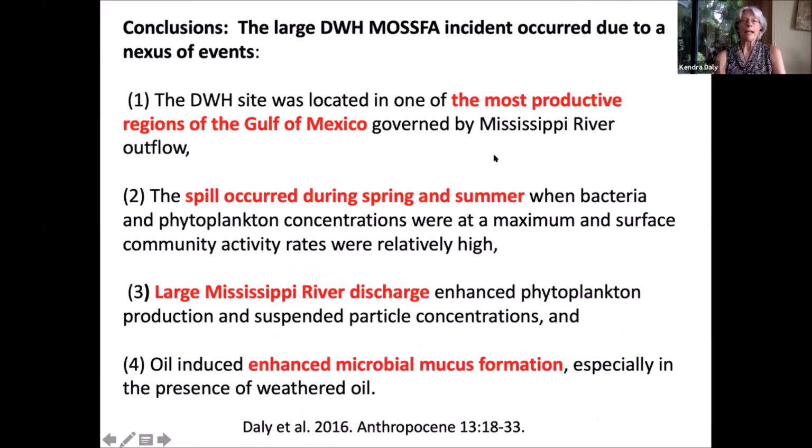Okay, so again, just to reiterate, all of this took place in a very productive region, largely due to the Mississippi River. The spill occurred during summer. There was extended Mississippi River discharge and enhanced microbial mucus formation. So there really was kind of a perfect storm of events that contributed to this massive MOSSFA event.